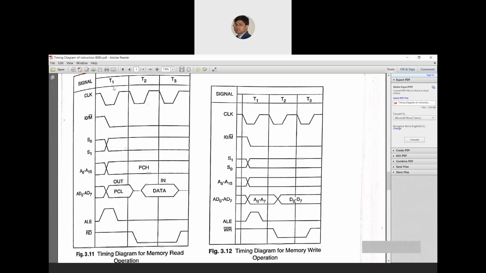And you can see that it has T states. Memory read requires only 3 states, so T1, T2, T3, and PCH remains up to that T3 state. So just to compare this with the previous one, here you can see that it is changing from the previous to a new state and staying in that state throughout this cycle.